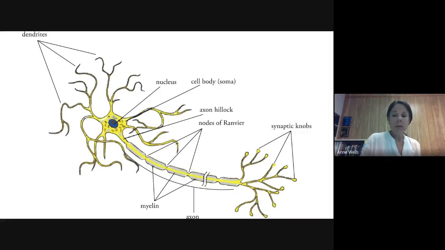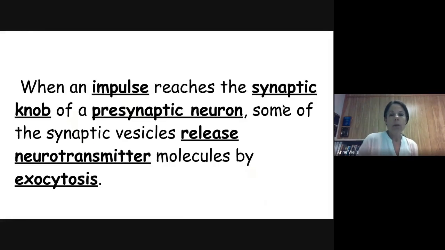So you see those little synaptic knobs. Lots of review on these pictures. So when I show you a picture, you're going to see what we're studying right then, but you're going to see a lot of other review that we've already studied. When an impulse reaches the synaptic knob of a presynaptic neuron, some of these synaptic vesicles release neurotransmitter molecules by exocytosis. So really important thing happening right here.